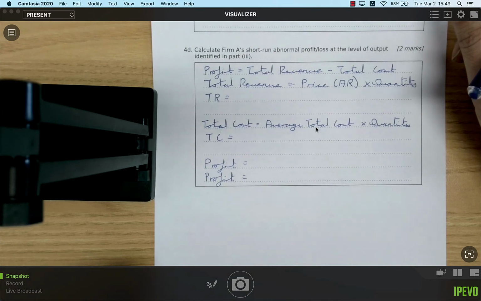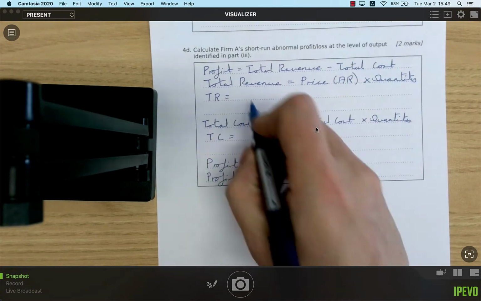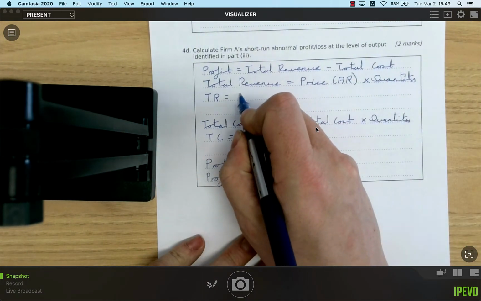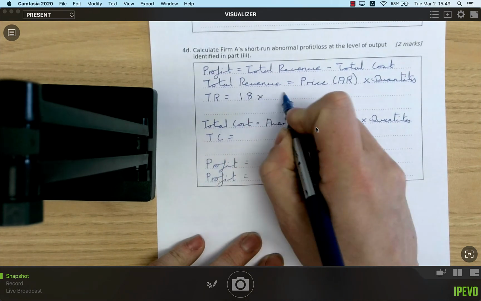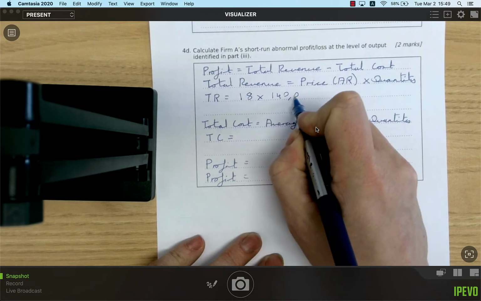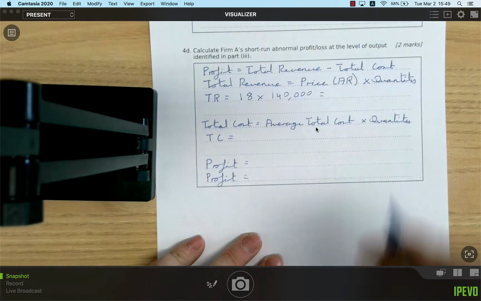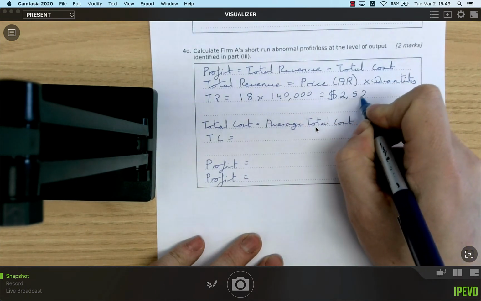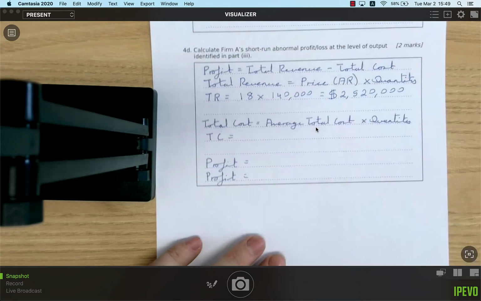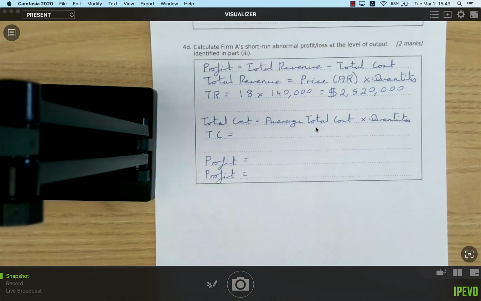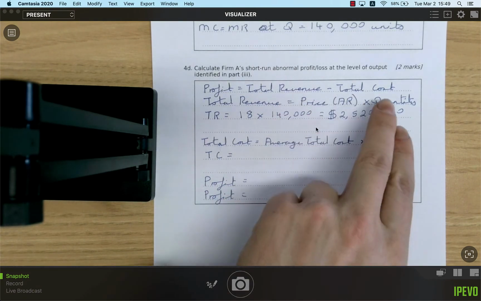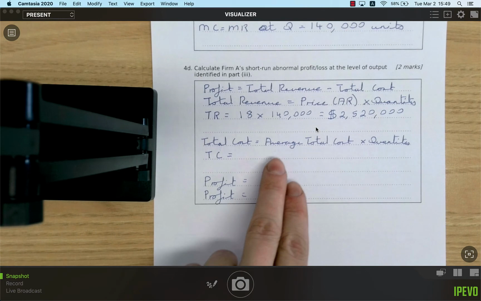Well, total revenue equals price, which is MR, times quantity, the exact same thing. So I've got $18 multiplied by 140,000 units. I work that out to be 2,520,000. Now let's have a look at this. We've got the total revenue part, we have to find the total cost part. Total cost equals average total cost times quantity.